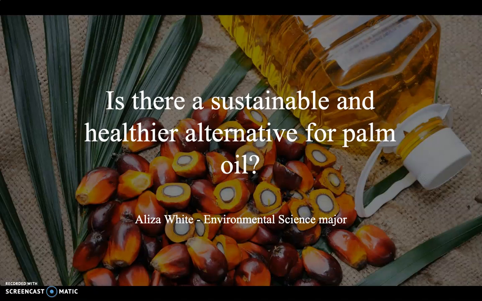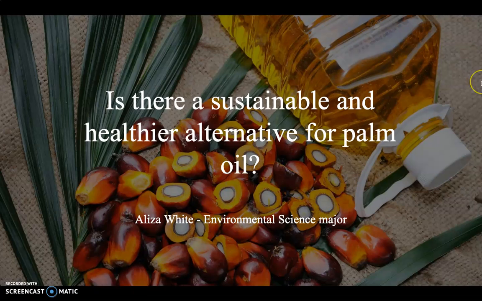And the second part is that we have found recently that palm oil is linked to causing neurological cancers in the human mind. So my question is, is there a sustainable and healthier alternative for palm oil that we can use?